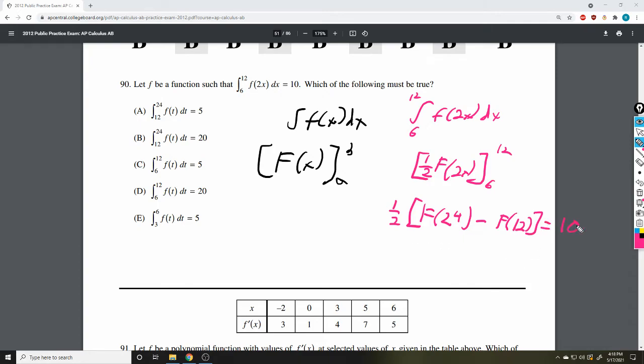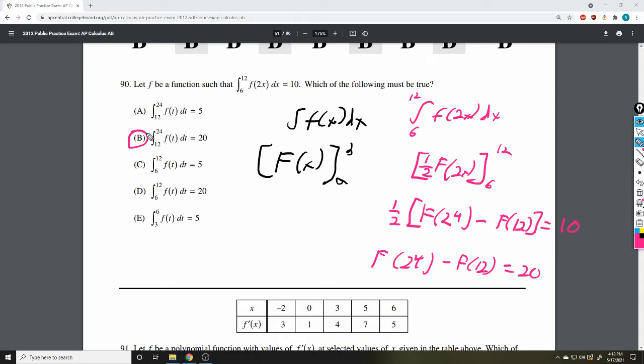This is 10. So that means that capital F of 24 minus capital F of 12 has to be 20. Which would be B.